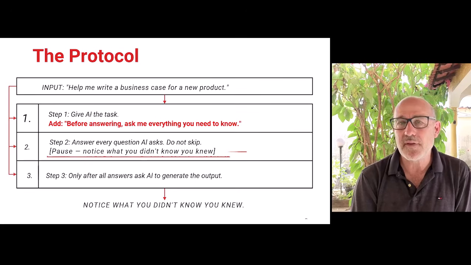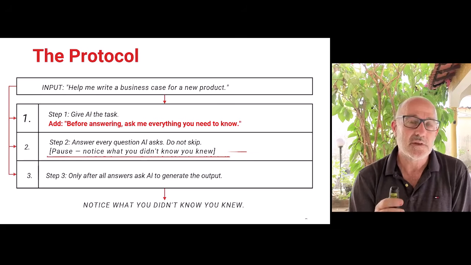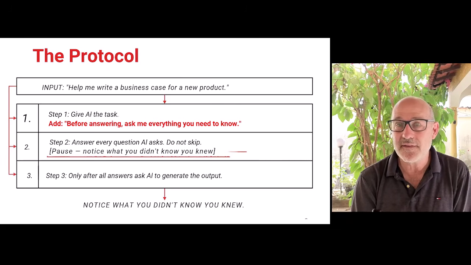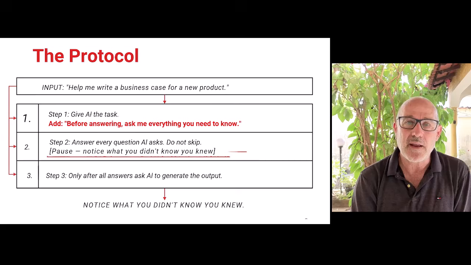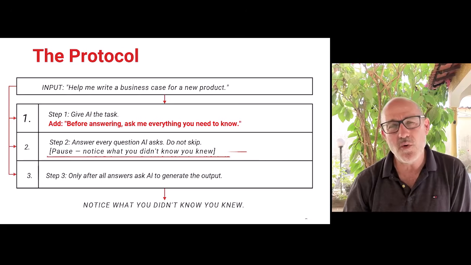So here's the method on a real task. The input: you need AI to help you write a business case for a new product. Three steps. Step number 1, give AI your task, but add one sentence at the end. Before answering, ask me everything you need to know to do this well. That one sentence changes the whole interaction.